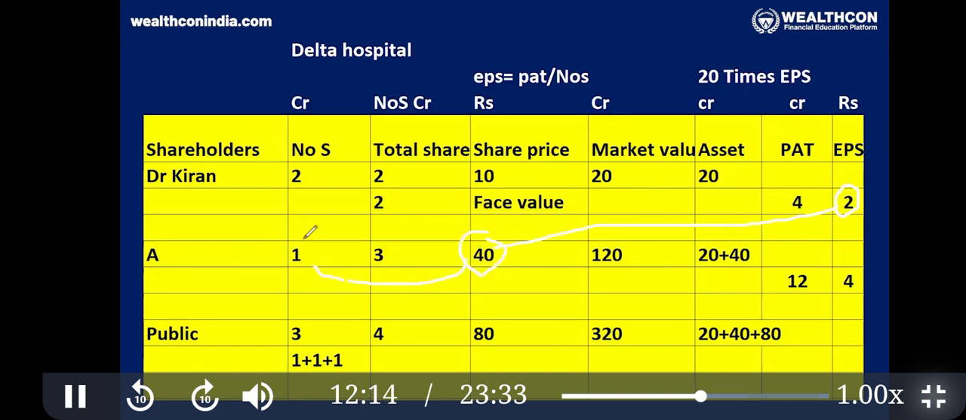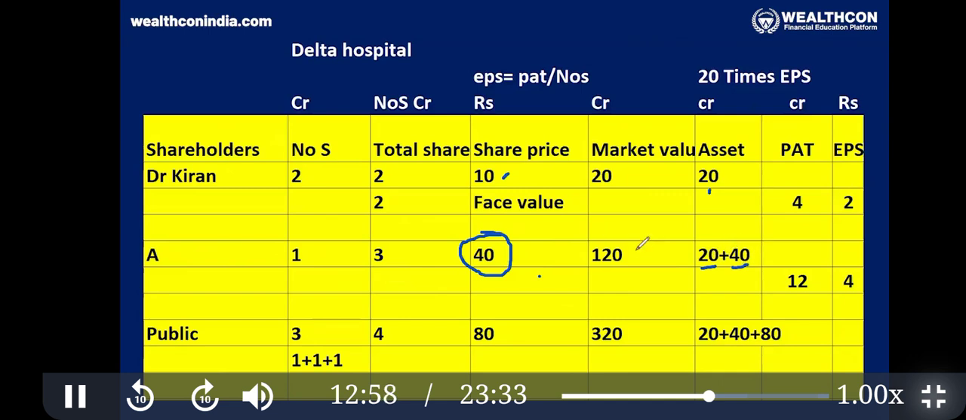A bought 1 crore shares, so he'll have to pay 40 crores here. Okay. So assets, I am just keeping for simplicity. Initial assets were 20 crores, which was pooled by Dr. Kiran. Now the angel investor, person A, is giving another round of investing where he has to buy shares at 40 rupees. Initially the share price was 10 rupees, but now it is 40 rupees because the valuation has increased. He bought 1 crore shares. So assets will keep 40 here. In addition to that, A pooled some money.